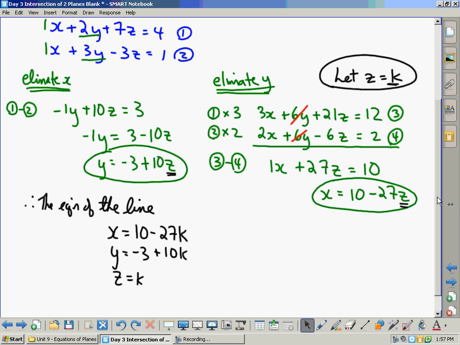Like I said, you could eliminate y and z and then let x equal k, or you can eliminate x and z and let y equal k. And that will depend on the question. But a lot of students just like to keep with the same pattern. Eliminate x, eliminate y, let z equal k. And you have your answer.